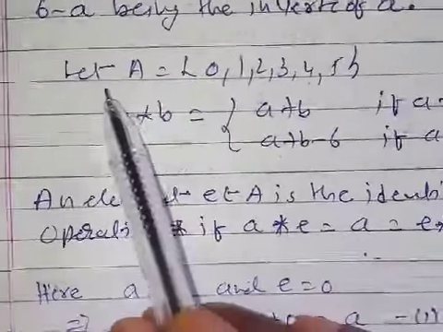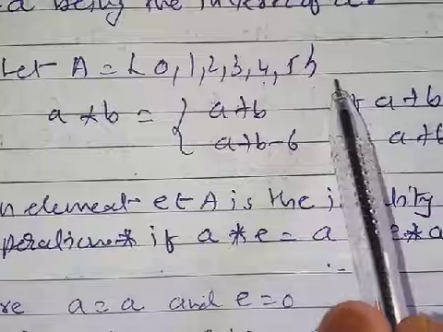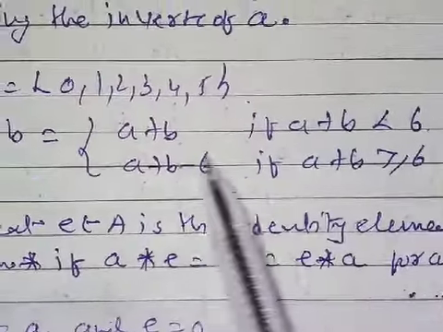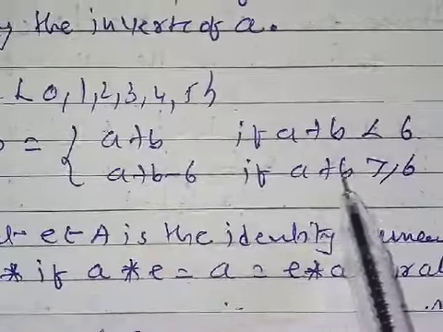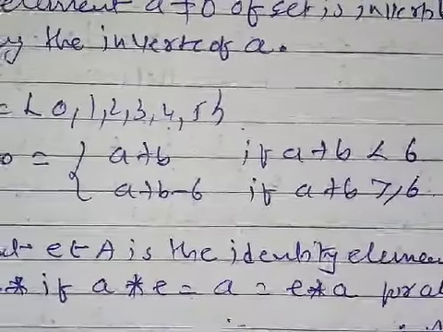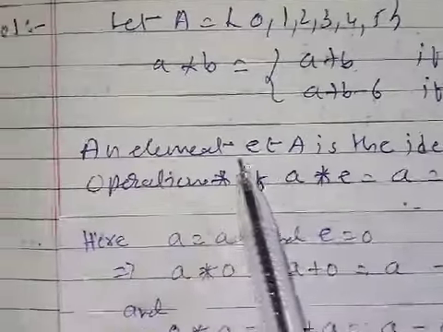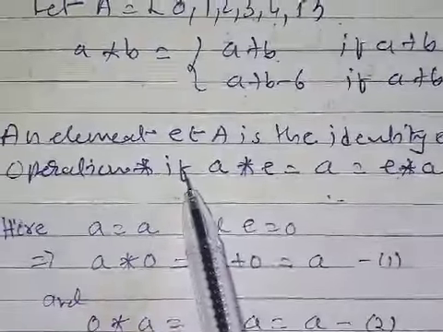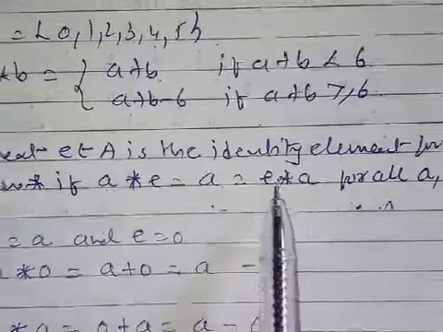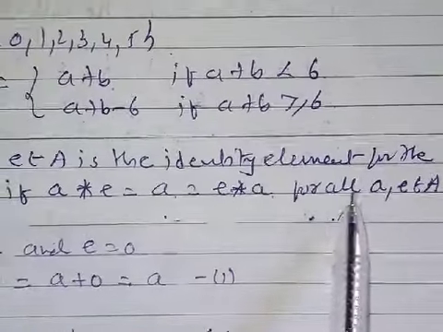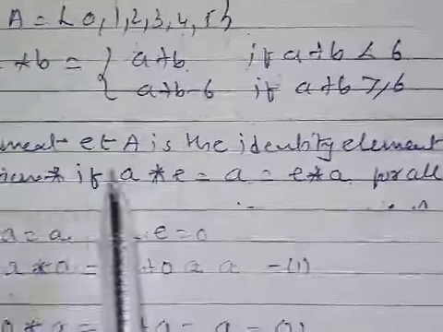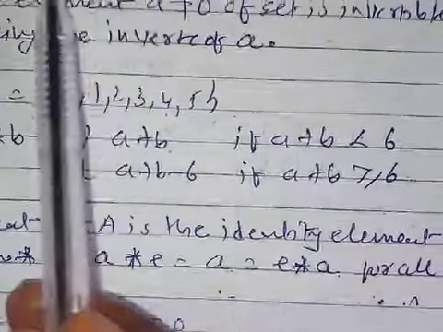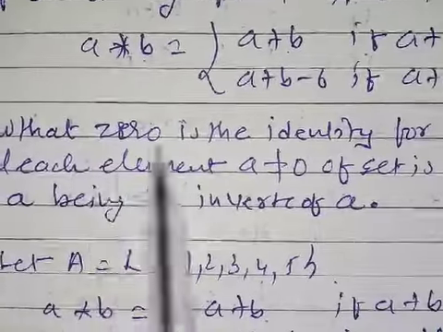Let A belong to 0, 1, 2, 3, 4, 5. A star B is defined as A plus B if A plus B is less than 6, and A plus B minus 6 if A plus B is greater than or equal to 6. According to the definition, an element E belonging to A is called the identity element for the operation star if A star E is equal to A is equal to E star A for all A. This is according to the definition we have learned. But what is the identity element? What we have to prove? 0.